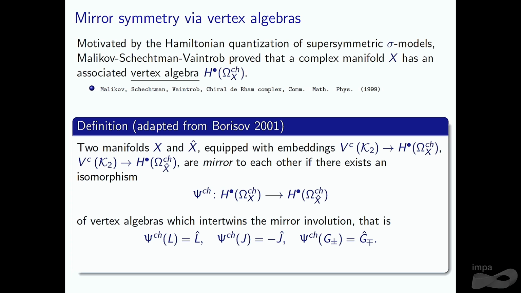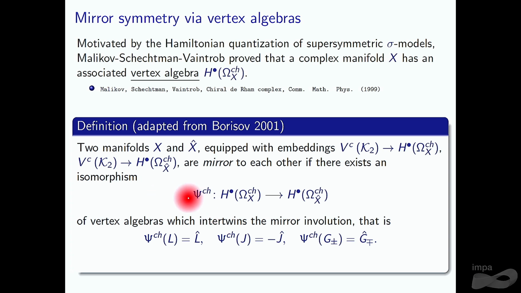So finally, now going back to geometry, motivated by the story about Hamiltonian quantization on sigma models, Malikov, Schechtman, and Vaintrob proved that if you have a complex manifold, then you have an associated vertex algebra. And then Borisov, using this fact, gave a nice definition which tells you that two manifolds are going to be mirror in this vertex algebra sense if these vertex algebras canonically associated to the complex manifold have embeddings of the n equals 2, and these embeddings are related via the mirror involution for a suitable isomorphism from this to this. Okay, so this seems to be a very algebraic, formal definition, but actually Borisov managed to show that for Batyrev's construction of mirror symmetry for hypersurfaces in toric varieties, this actually holds.